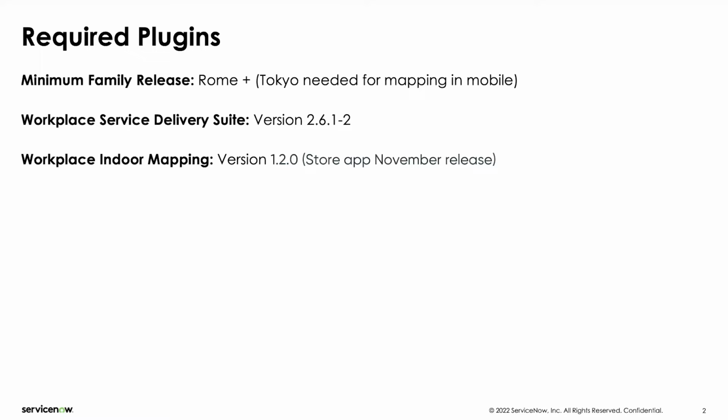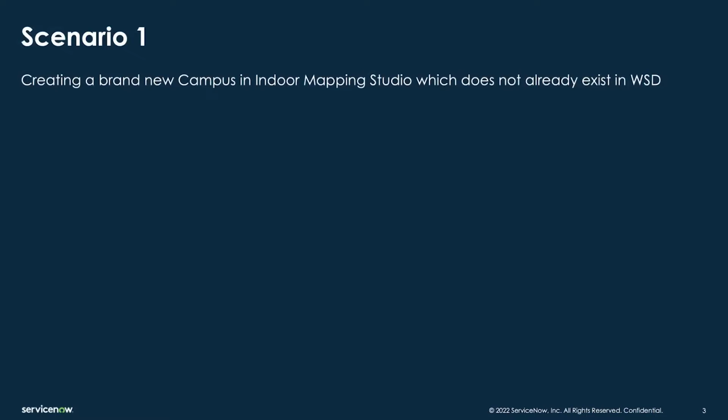Our recommendation is that whenever you're starting the implementation for indoor mapping, you update your app, your Workplace Service Delivery Suite, and the Workplace Indoor Mapping plugin to the latest version so that you make the most of the new features that are out there, as well as the defect fixes that are already in place. So, moving forward to scenario one.